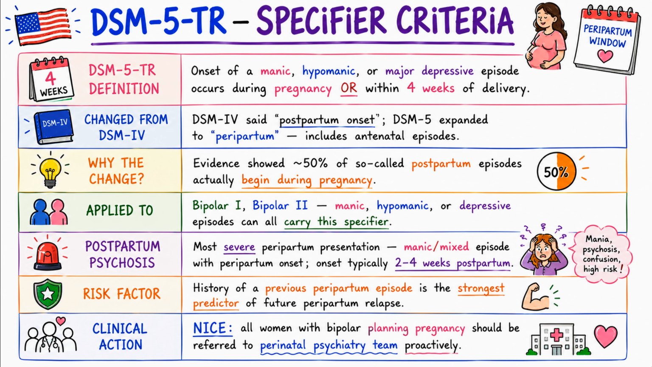The most severe expression of this is postpartum psychosis, which in DSM terms is a manic or mixed episode with peripartum onset. It typically erupts within 2 to 4 weeks of delivery, rapidly and dramatically. Between a quarter and half of all women with bipolar disorder will experience it at some point in their reproductive years. That is an extraordinary prevalence. And the strongest predictor of it happening, a previous peripartum episode. That is your risk stratification question in any perinatal assessment.